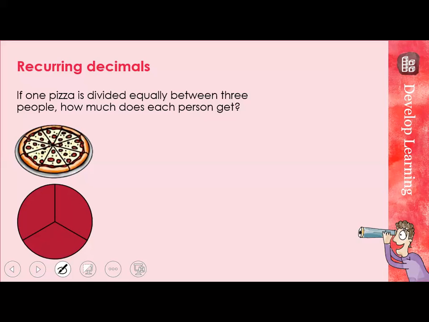The last thing that we have to be aware of is a new bit of vocabulary, and that is this word here, recurring. Now, recurring means going on and on forever and ever. Okay? Now, sometimes we have a fraction which can't be neatly represented as a decimal number.